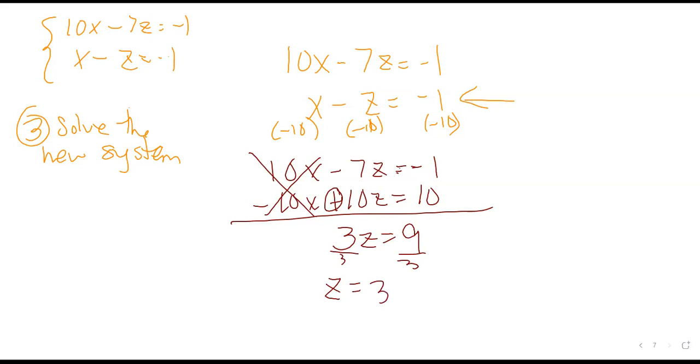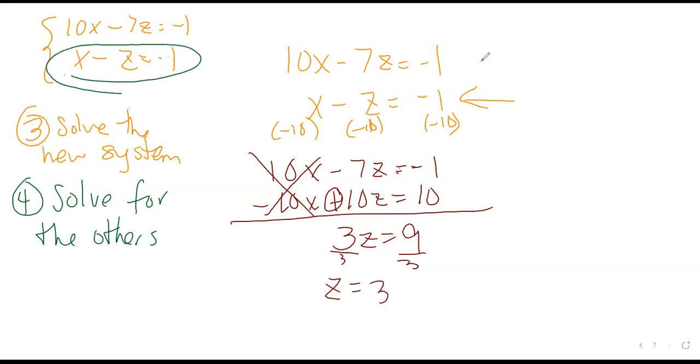And then my last and final step is the easiest one. Solve for the others. So because I have z, I'm going to use this second equation because I don't have to do any kind of division. All I have to do is say x minus 3 equals negative 1. I'm going to add 3 to both sides. So then x is equal to, that's just 3 minus 1, which is 2.